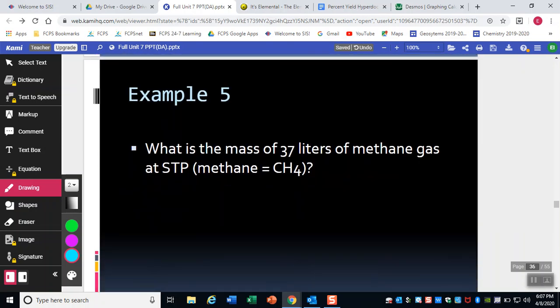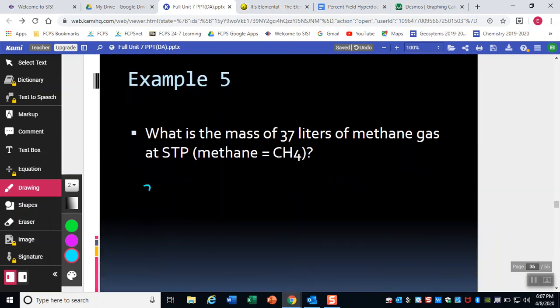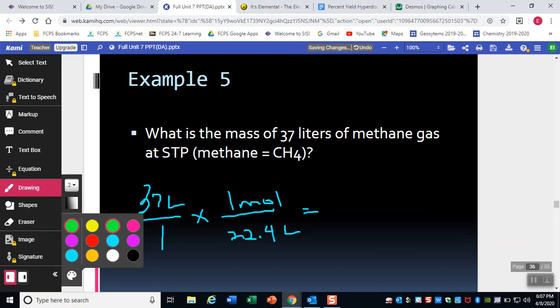All right, so what is the mass of 37 liters? Well, if I have 37 liters over 1. Now, the nice thing is I don't have to look at the periodic table. It's always going to be 22.4 liters, no matter what the gas is. And that's always going to be 1 mole of any gas. So I think these are a little bit easier. My liters cross out, and then I have my moles. This is on the top, this is on the bottom, so you end up dividing.